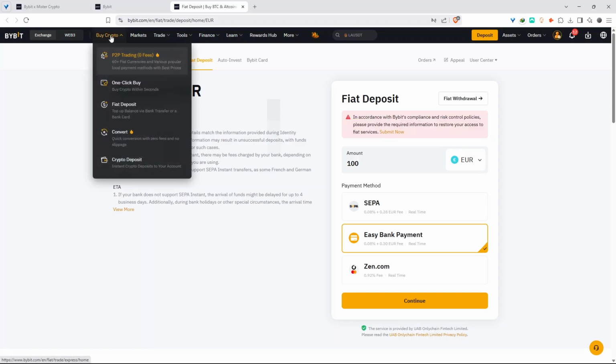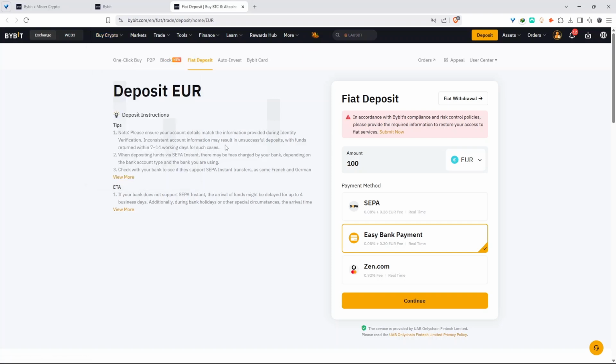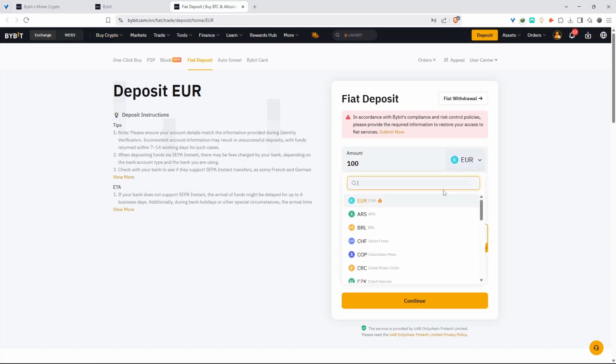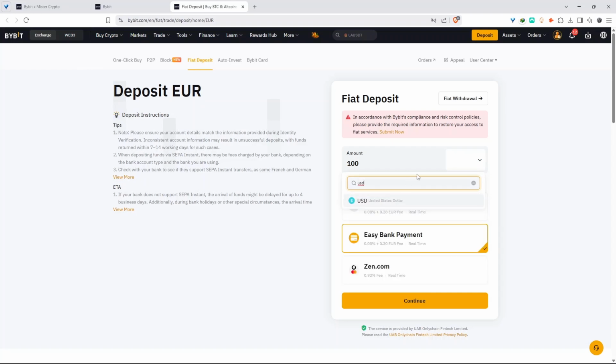To get to the fiat deposit page, go to the Buy Crypto tab at the top and choose Fiat Deposit. Bybit supports a wide range of currencies. For example, if you're looking to deposit US dollars, you can send a wire transfer directly from your bank. If you're outside the US, you can send US dollars via SWIFT. Services like Wise or Revolut can be very useful here.